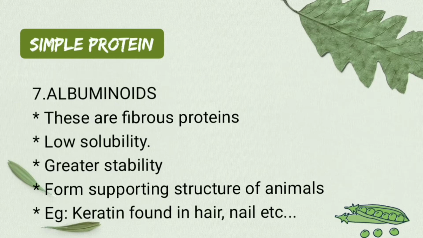Seventh one is albuminoids. Albuminoids are fibrous proteins and they have low solubility and greater stability. They form supporting structure for animals. Example, keratin in hair and nail.